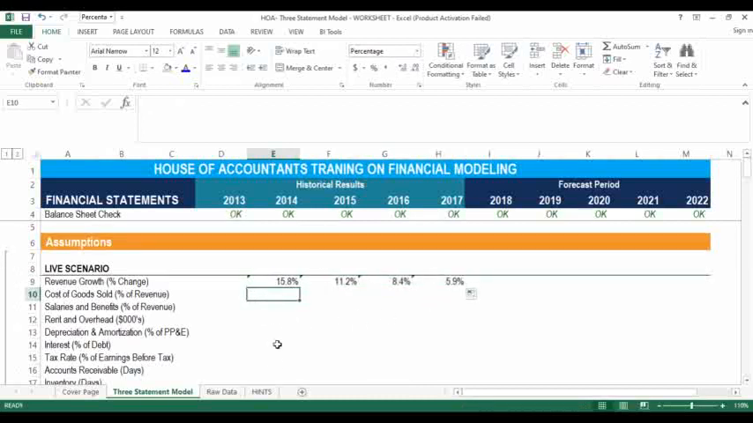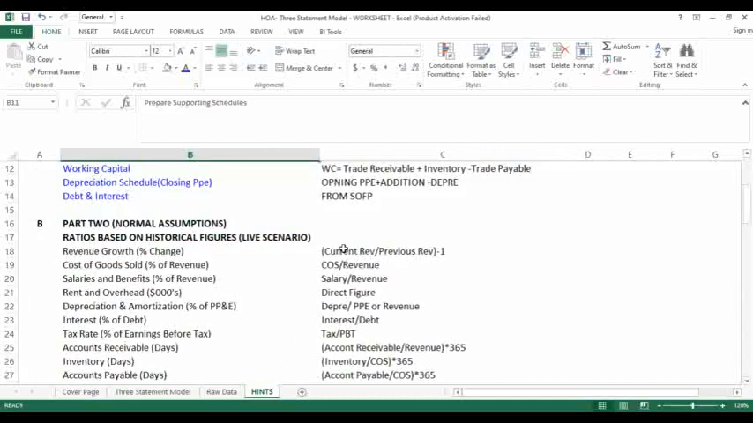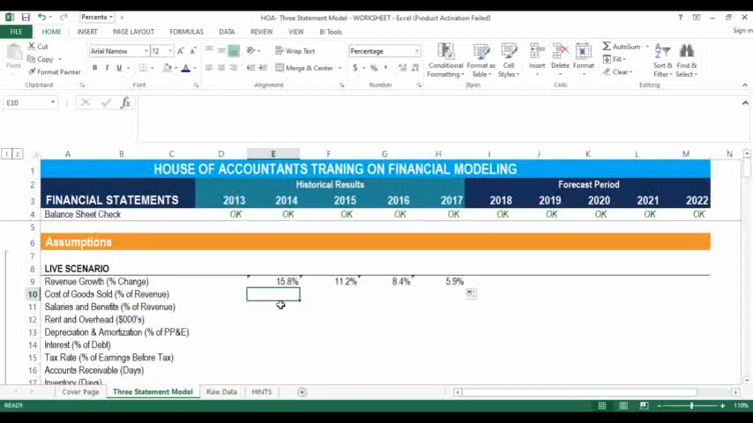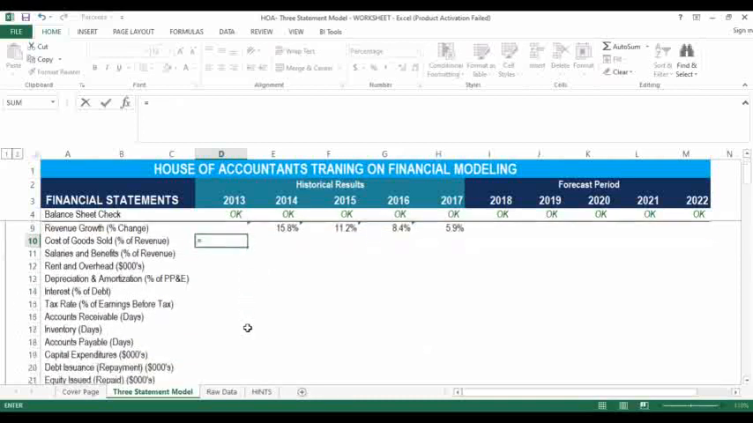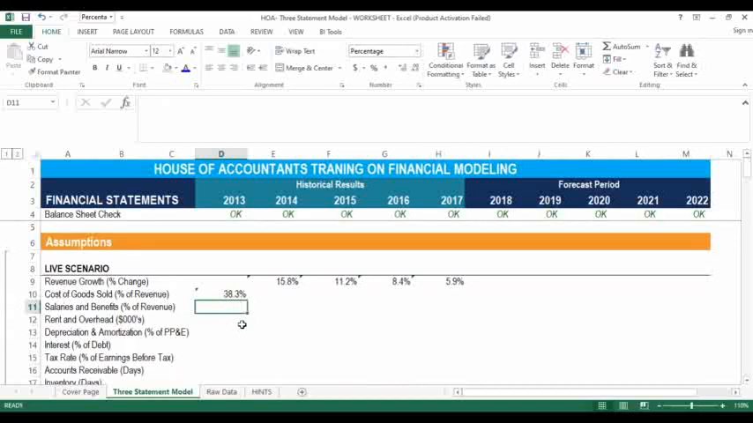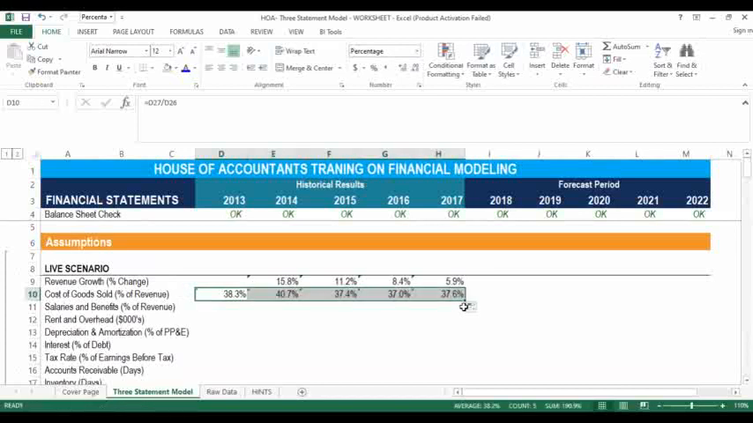Now, let's go to the cost of goods sold. What is the formula? Cost of goods sold says cost divided by revenue. So let's come back here. What is our cost divided by revenue? Just pick it. This one will start from 2013, since it doesn't involve any previous figure. So what is our cost? Cost divided by revenue. And we get 38.3. I will just drag it down, and I will get the whole percentage at once.